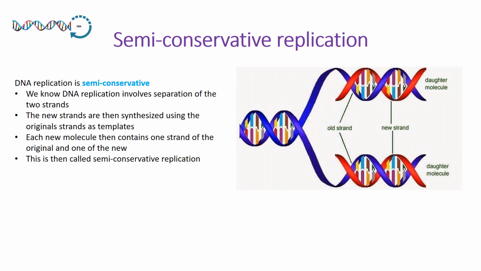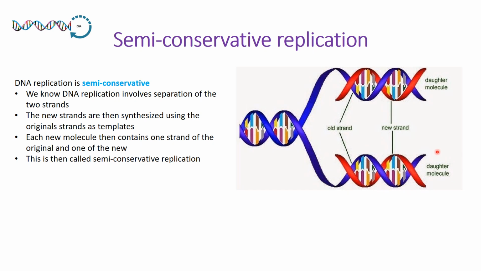Let's look first at semi-conservative replication. We know that DNA replication involves the separation of two strands, right? And the new strands are synthesized using the original strands as templates. So they will look at the original strand and it will be copied. So the original strand is used as the template.